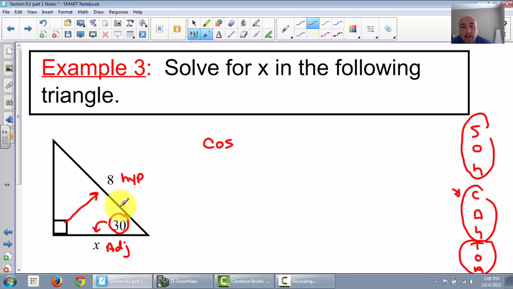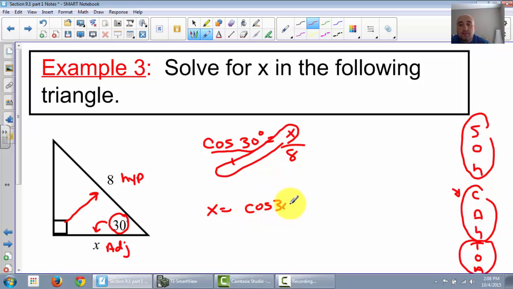So cosine of our angle, 30 degrees, is equal to our adjacent, which is x, over hypotenuse, which is 8. So our goal now is to solve for x. I'm going to put this over 1 to make our life a little easier here. And basically when you have 2 fractions, a fraction on the left and a fraction on the right separated by an equal sign, we can cross multiply. So x times 1 is x. Cosine of 30 times 8 is just cosine of 30 times 8. And what do we have now? It says x is equal to cosine of 30 times 8.